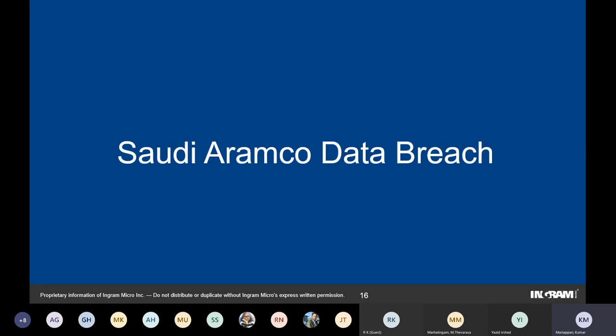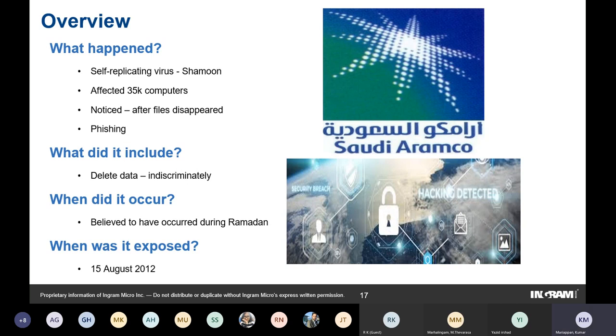So the next two breaches are related to our Gulf region because we are not exempted from attacks. We should also be careful since we are part of this particular region as well. So this one we are going to talk about is Saudi Aramco's data breach. Shamoon is the name of the virus. It's more of a worm, a self-replicating worm, which attacked more than 35,000 computers of Saudi Aramco.